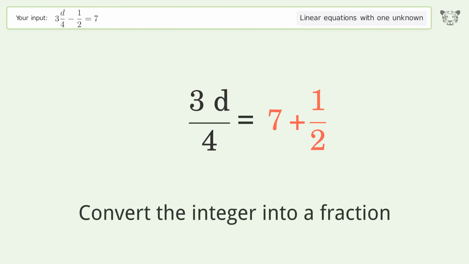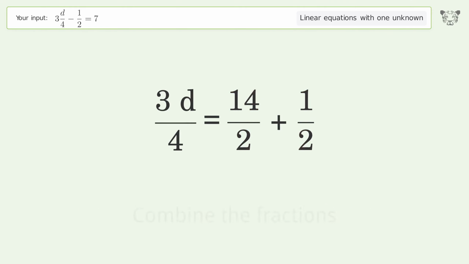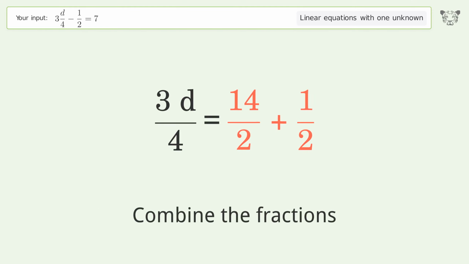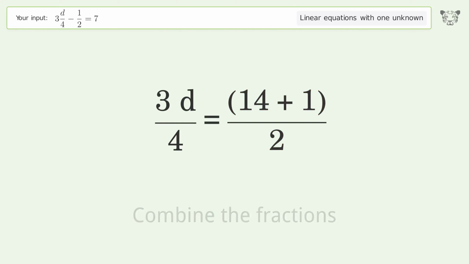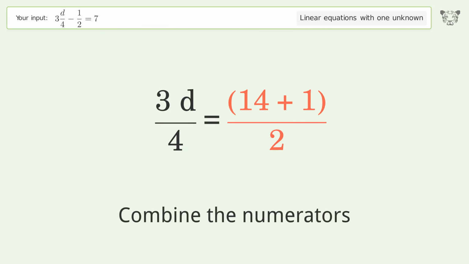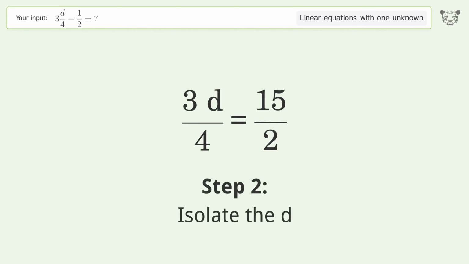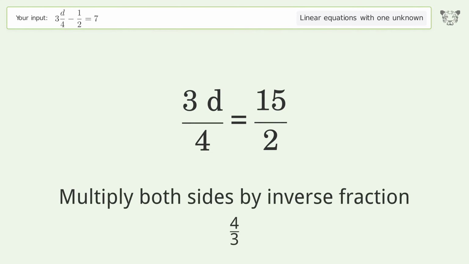Convert the integer into a fraction. Combine the fractions. Combine the numerators. Isolate the d. Multiply both sides by inverse fraction 4/3.